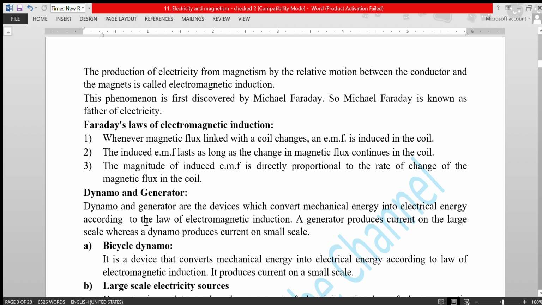Dynamo and generator. Dynamo and generator are the devices which convert mechanical energy into electrical energy according to the law of electromagnetic induction. A generator produces current on a large scale, whereas a dynamo produces current on a small scale. Bicycle dynamo.